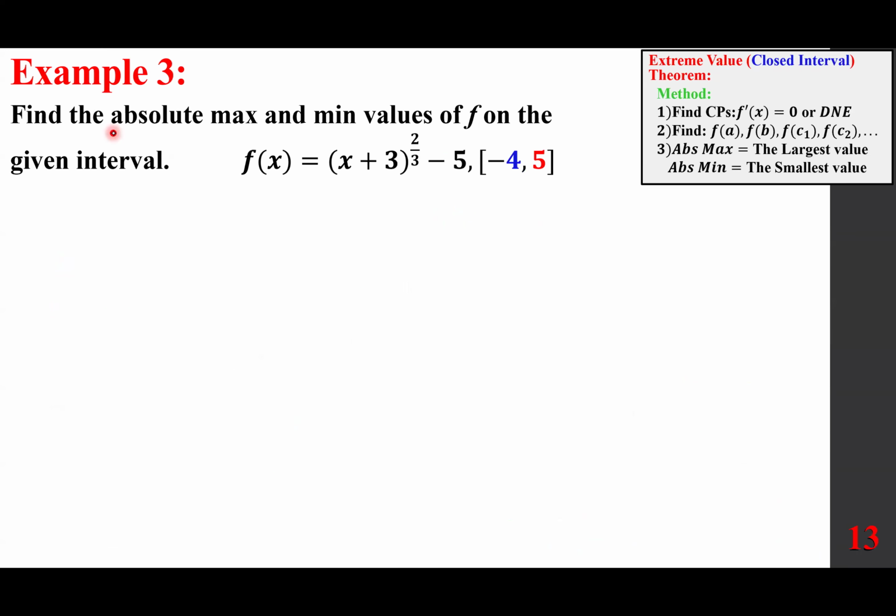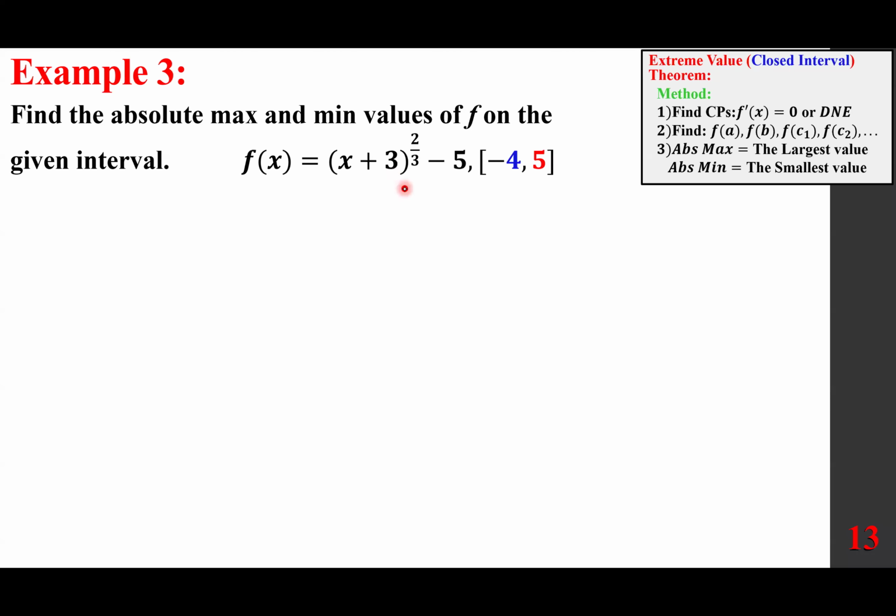Find the absolute max and min values of the function for the given interval. The function f of x is (x + 3) to the power of 2/3 minus 5. The interval is negative 4 to 5, closed interval.